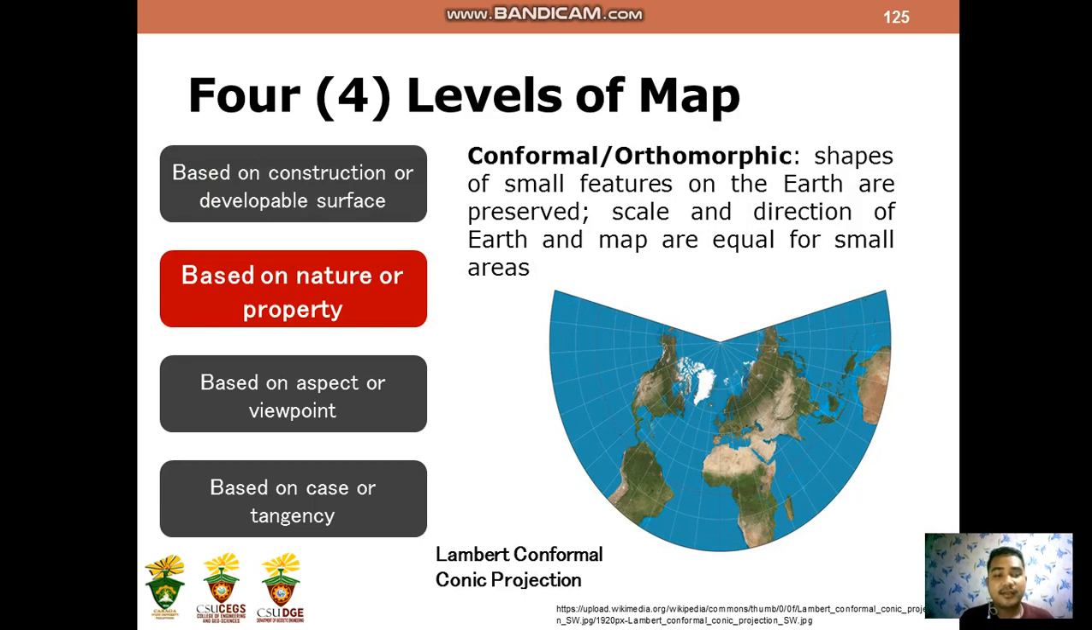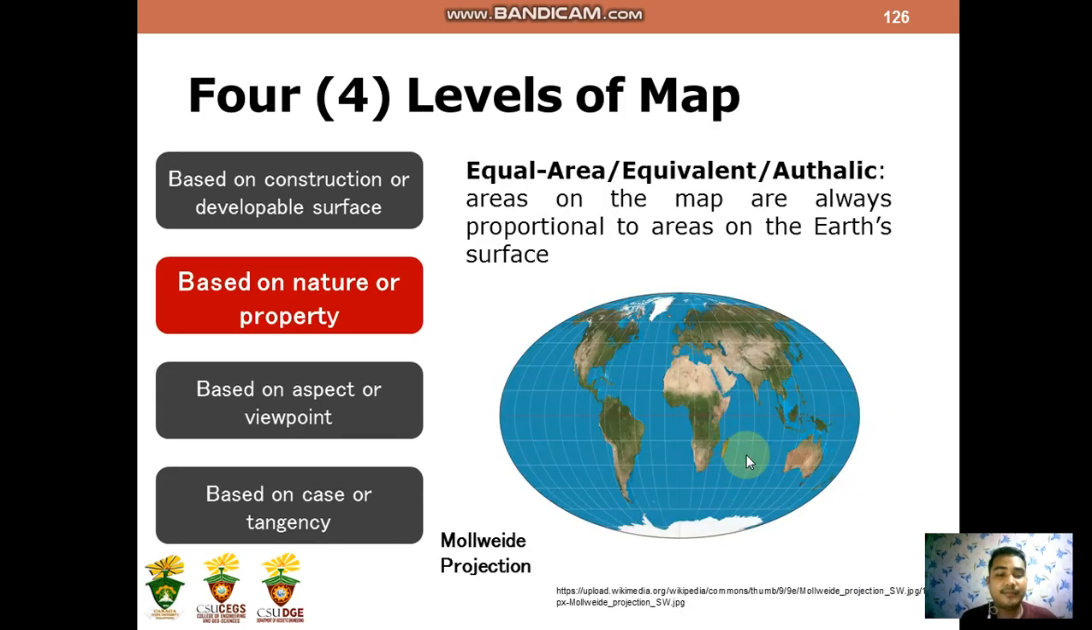So we have the conformal or orthomorphic, no? The shape of small features on the Earth are preserved. Kung based ito sa nature or property, ang ato ang preserve, kung conformal, shape. Shape sa small features are being preserved. And the scale and direction of the Earth and map are equal for small areas. Tungkol kay shape, iyahang gi-preserve, sa kaning level of map projection.